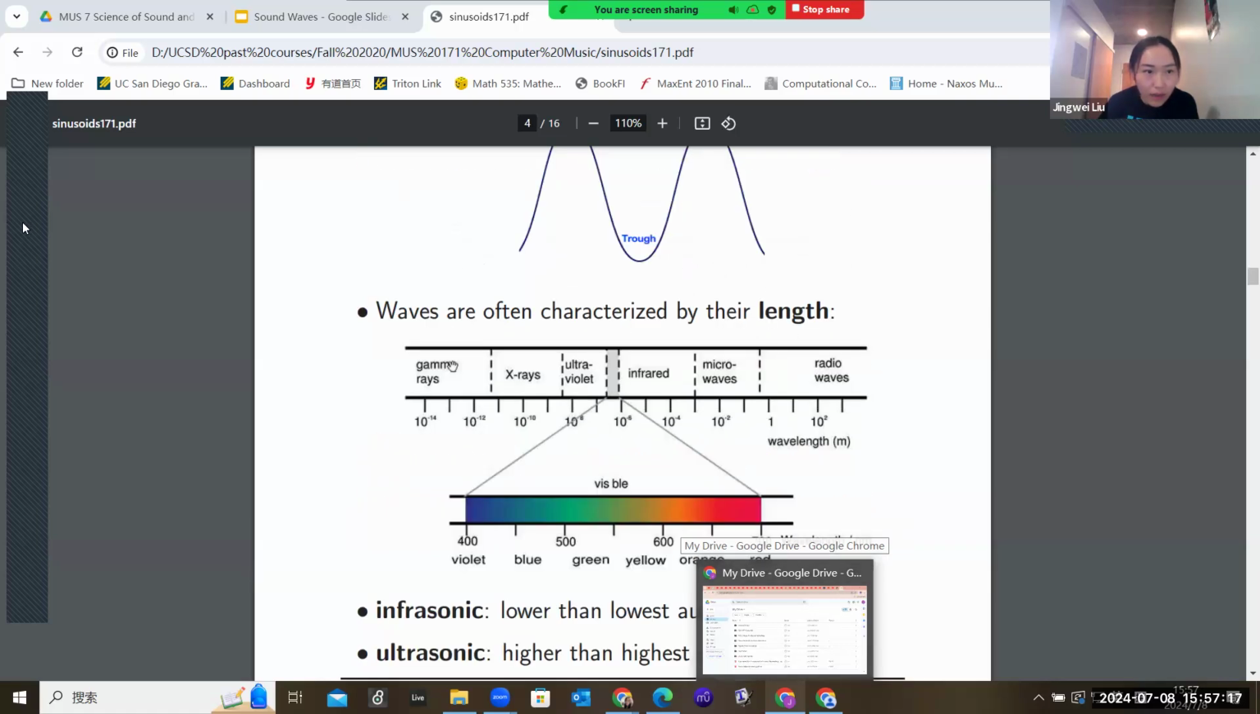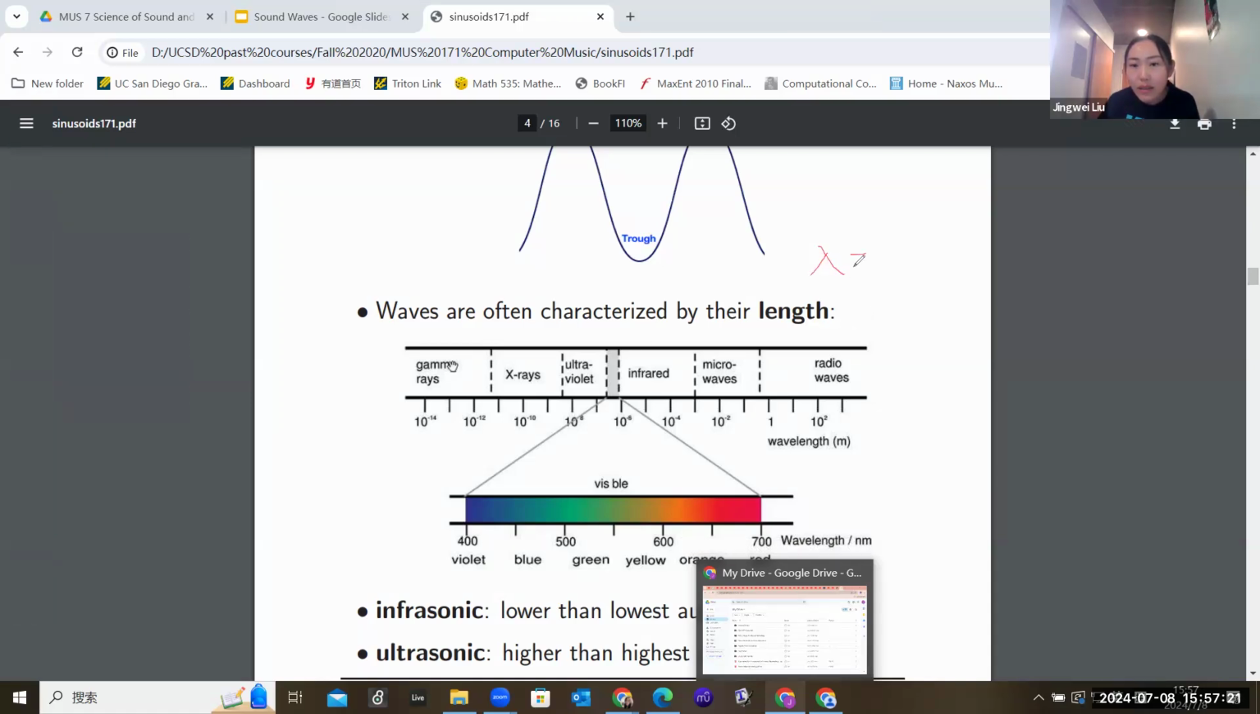So okay, let me illustrate this. The wavelength is given by c, the velocity, times T, the period. And we know that c, the velocity, is given by the transmission medium. Like in the air, we have 340 meters per second. So this is c.